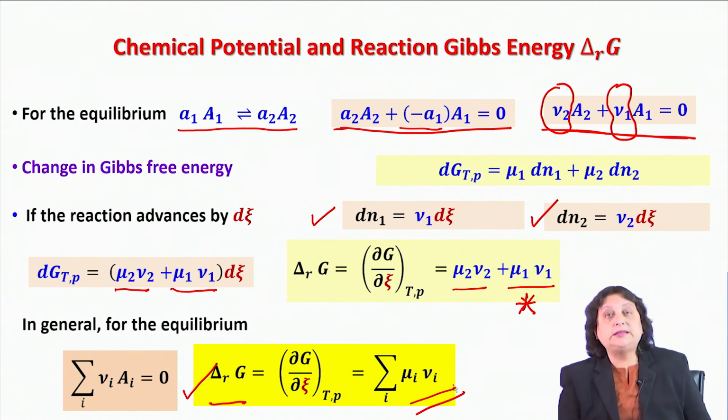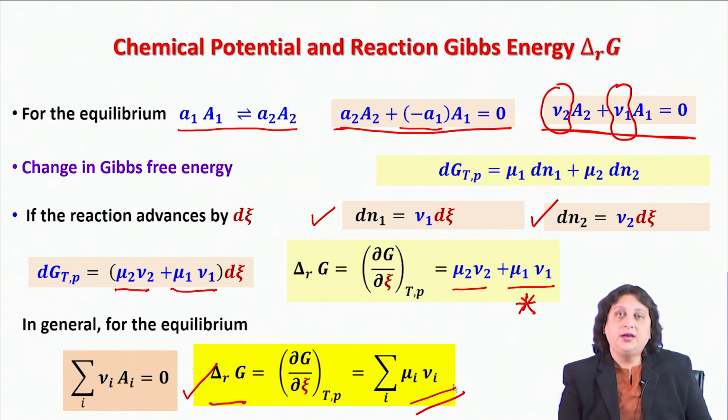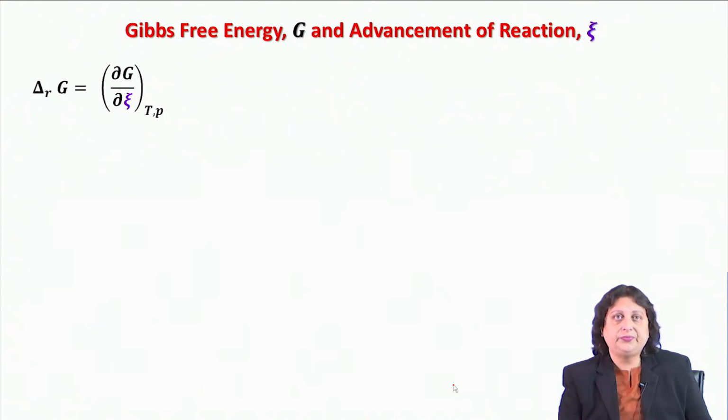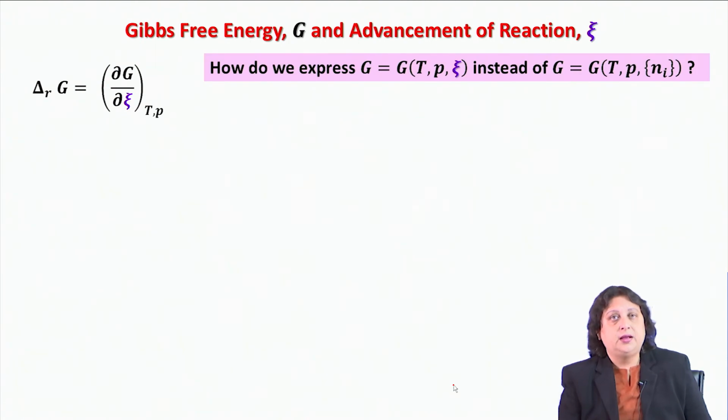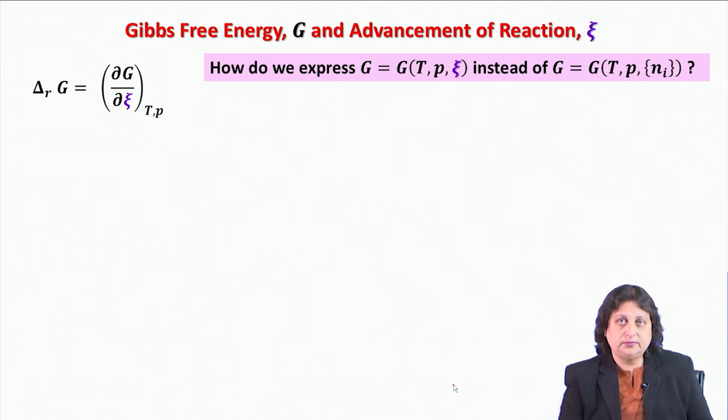But how does it help? How does it help us in predicting the direction of spontaneous change of a chemical reaction? And how does it explain the attainment of equilibrium at a given temperature and pressure? So keeping this definition in mind, we now have to understand this fundamental question.